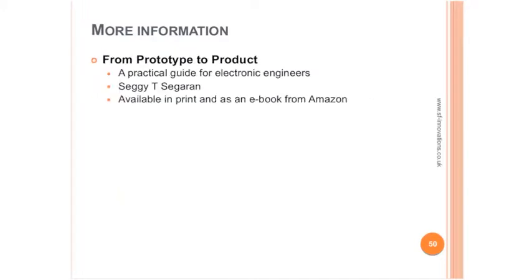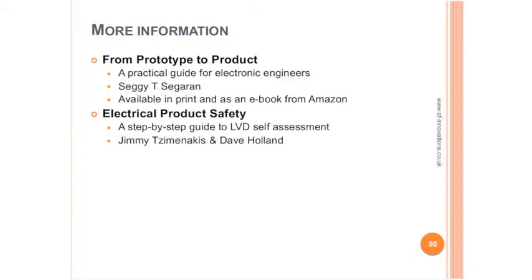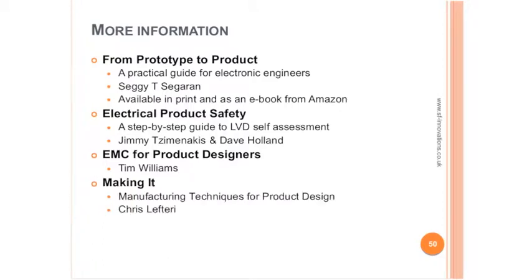That's the book I launched back end of last year. It's available in print and ebook form, and it contains much of what I've gone through this afternoon. If you're interested in electrical product safety, that's an excellent book. It's a bit on the expensive side, but it's a great grounding in product safety. EMC, Tim Williams is a bit of an expert in that area, and that does cover a lot of relevant material. And on the industrial design enclosure side, I found Making It by Chris Lefteri quite useful.